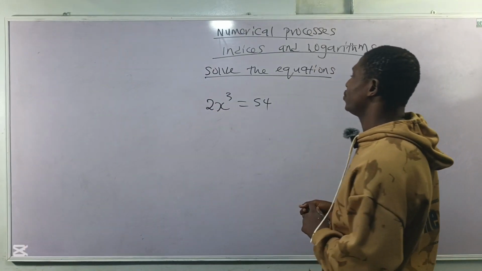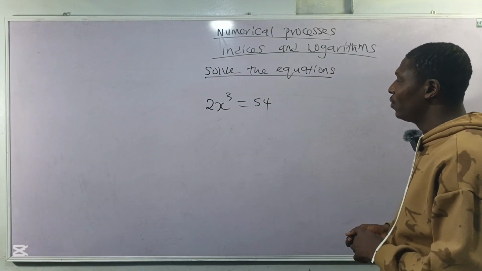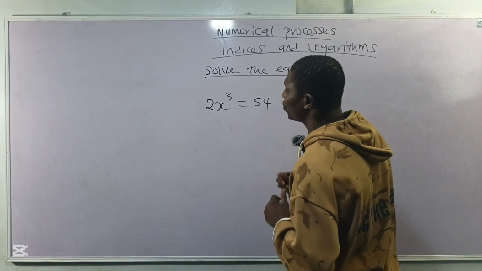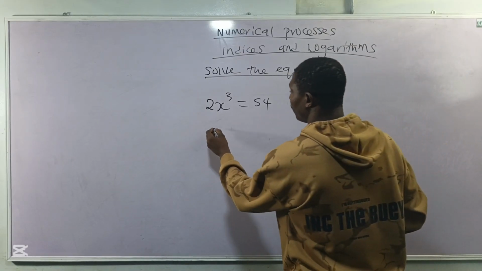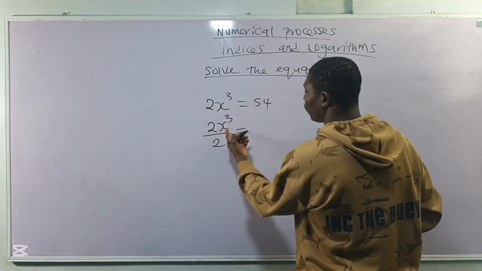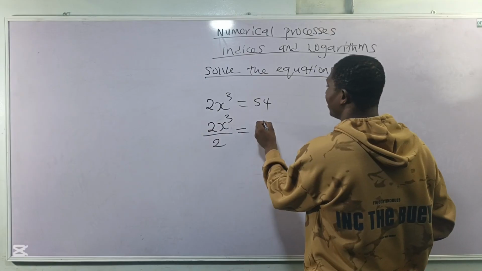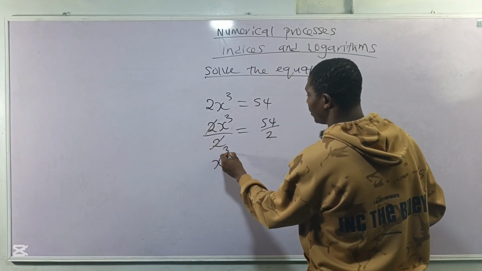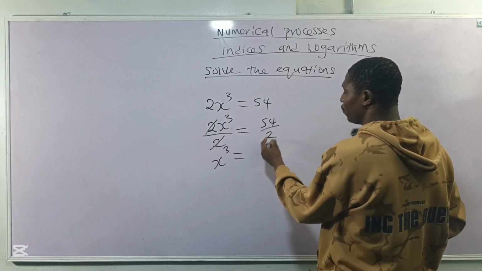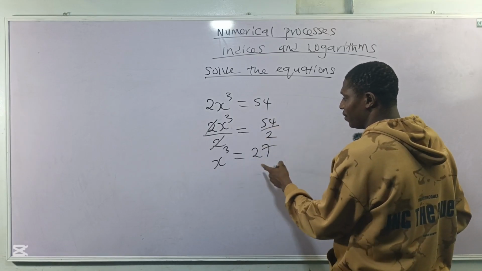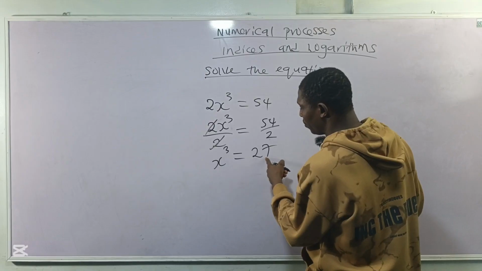We have 2x raised to power 3 equals 54, and we are asked to solve. To solve simply means we should know the value of x. So first we'll divide through by 2, to make the coefficient of x raised to power 3 equal to 1. So we have 54 over 2, and we have x raised to power 3 equal to 27.